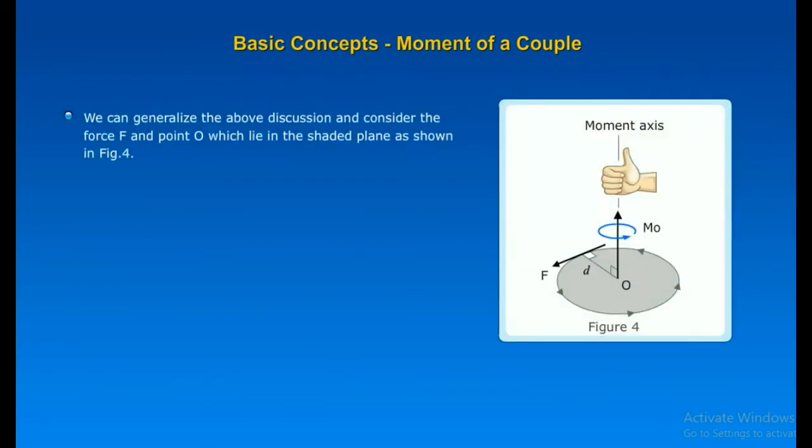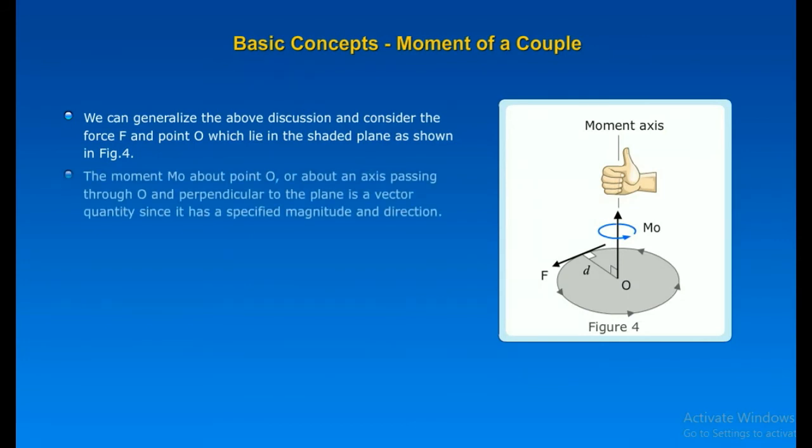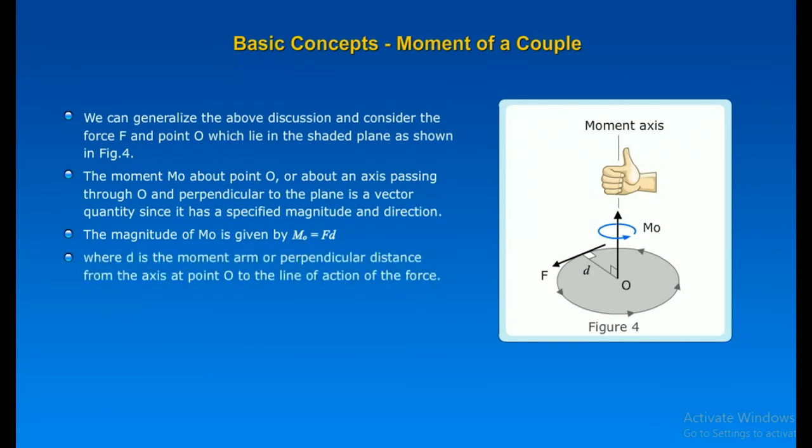We can generalize the above discussion and consider the force F and point O which lie in the shaded plane as shown in figure 4. The moment MO about point O or about an axis passing through O and perpendicular to the plane is a vector quantity since it has a specified magnitude and direction. The magnitude of MO is given by MO = Fd, where d is the moment arm or perpendicular distance from the axis at point O to the line of action of the force. Units of moment magnitude consist of force times distance.